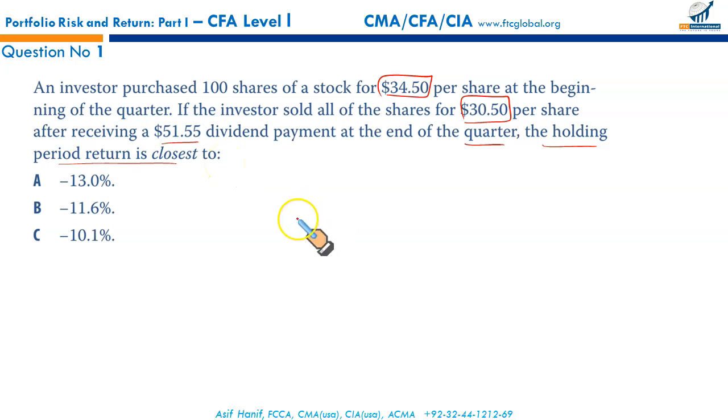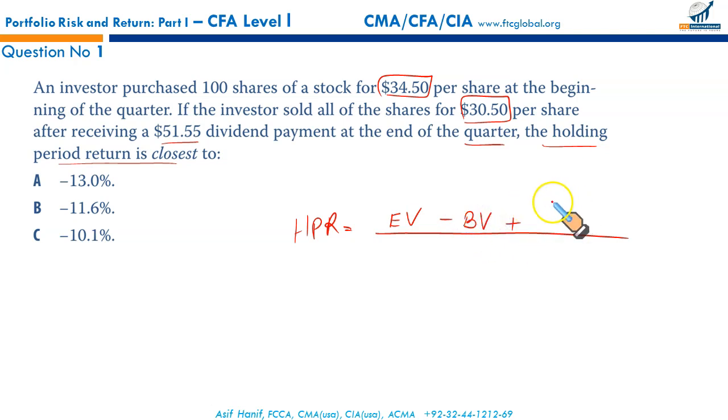We know the holding period return is equal to ending value minus beginning value plus asset income, whatever interest or dividend we may have received over the period, divided by the beginning value. Now, if you just plug in the numbers you'll get your answer.